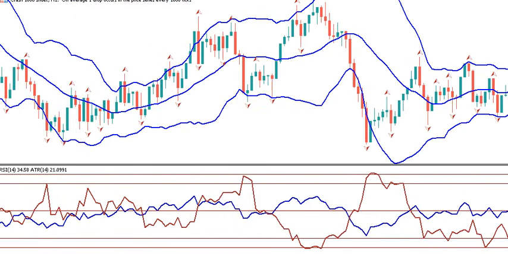relative strength index and ATR. This ATR is average true range. It helps you to see the swing.